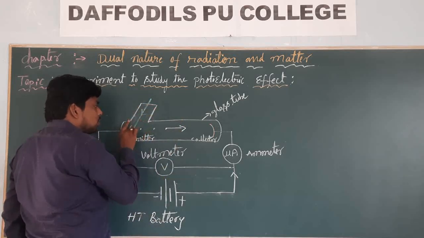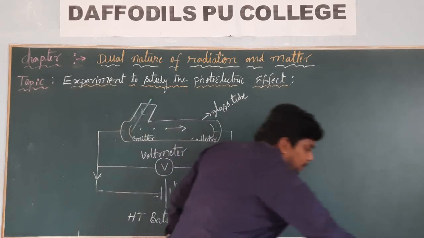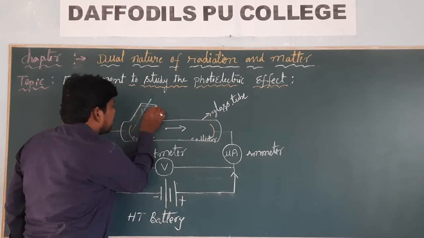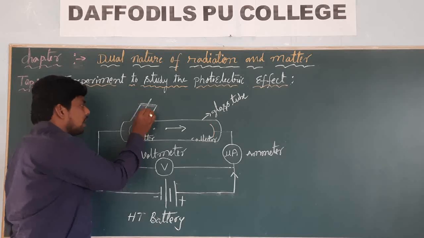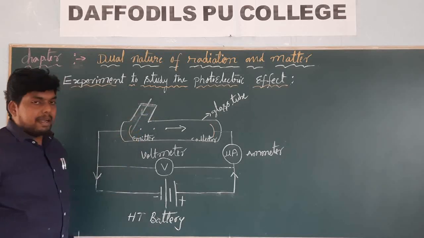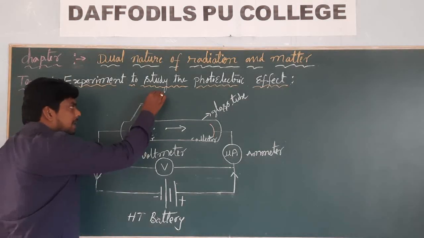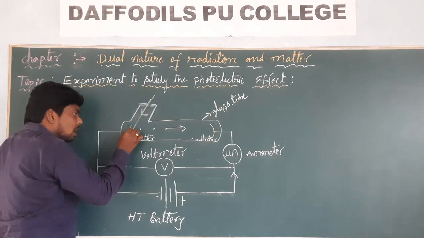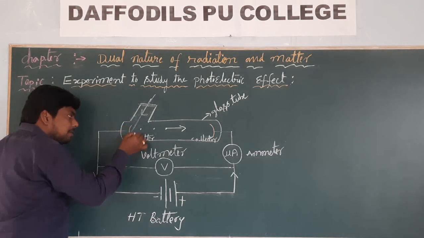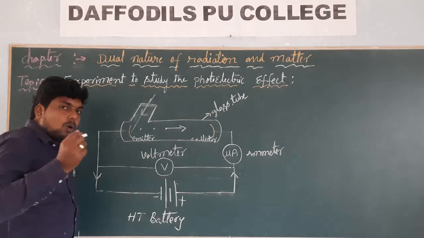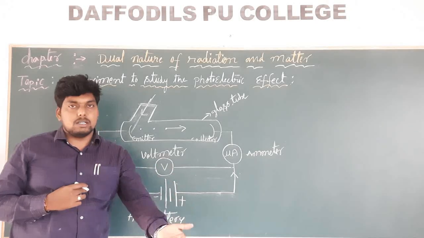Again, the glass tube is connected with a side tube. The side tube is fitted with a quartz window. The quartz window helps the radiation or UV rays to fall on the emitter plate. Then, how does this experiment work? When the radiation or UV rays fall on the emitter plate, the emitter plate is coated or covered with a photosensitive substance, whether it may be cesium, magnesium or sodium.